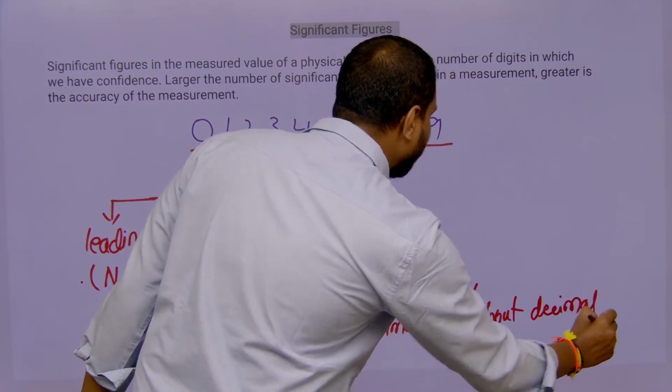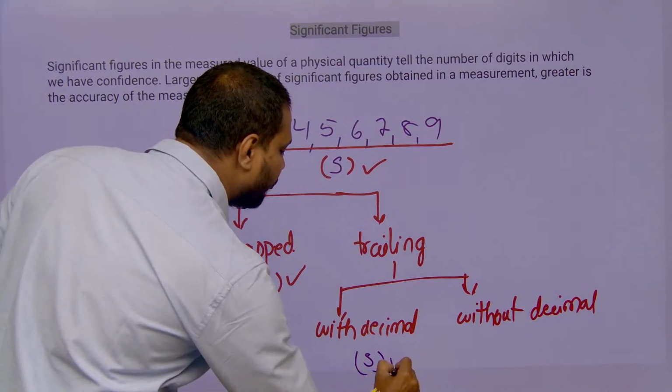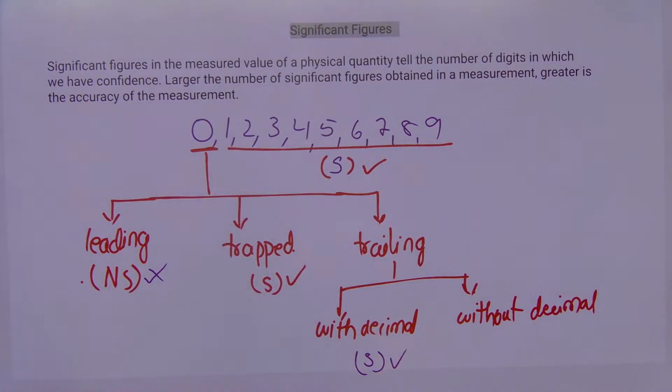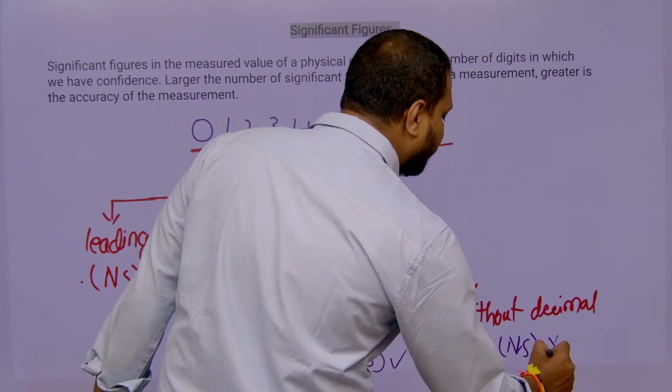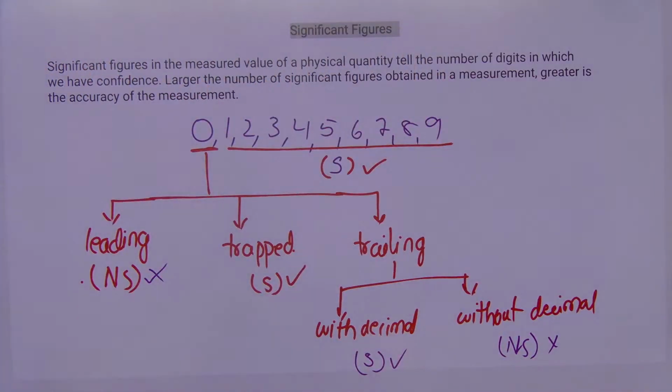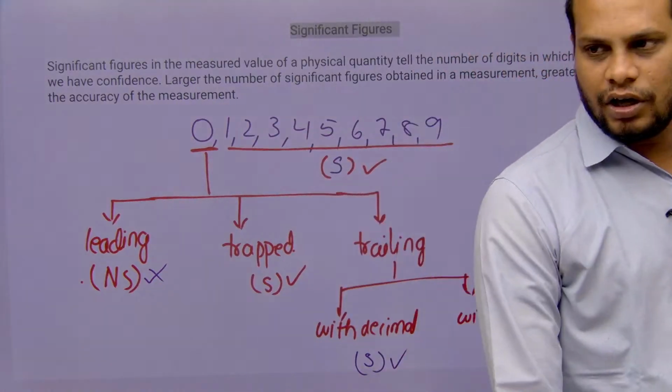All trailing zeros with decimal are significant, which means we have to count. All trailing zeros without decimal are non-significant, which means no need to count. Are you clear? So this is the significant figure chart. Are you clear up to here?